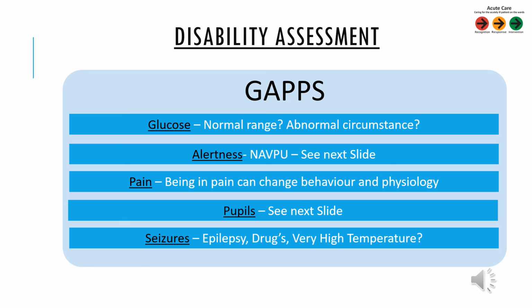Seizures. Are they epileptic? Have they got a very high temperature? Seizures caused by temperature are more common in children but do happen in adults. Are they on drugs or withdrawing from drugs? Consider all these factors in looking at the patient's level of consciousness and response.